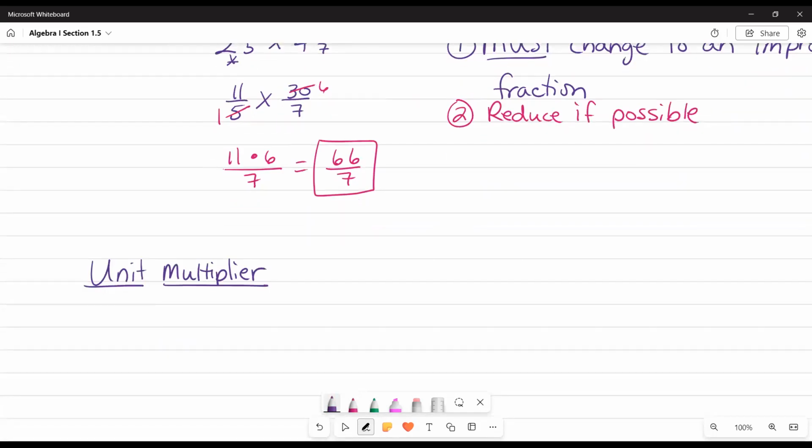All right. A unit multiplier is a fraction with two different expressions for the same quantity in the numerator and the denominator. Does that make sense to everybody? Right? I don't even know what I just said. Okay? Like, what do they mean? What are we talking about? Two different expressions for the same quantity. Okay, this is what we're talking about here.